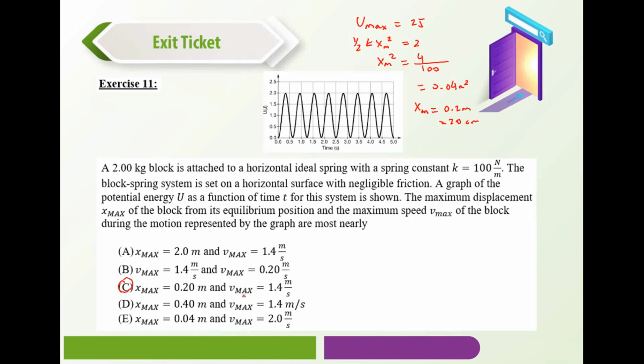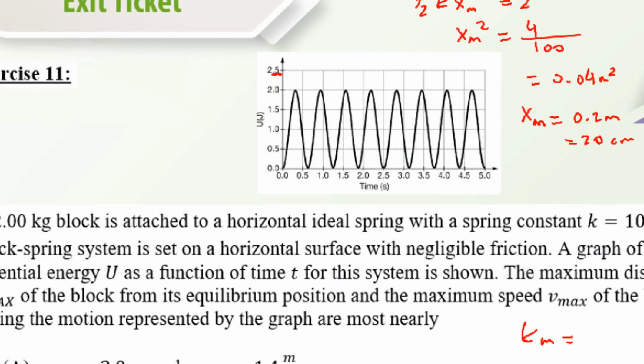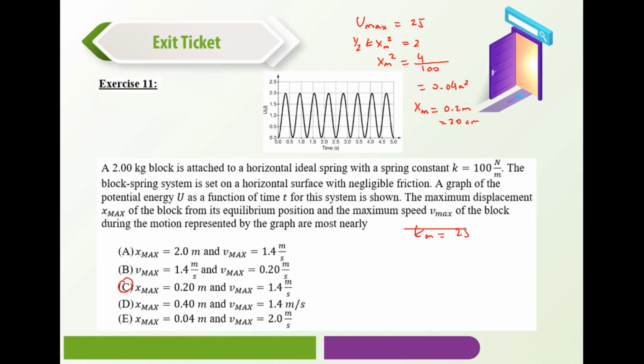But let's double check by calculating the maximum speed. The maximum speed can be determined from the maximum kinetic energy, and as we've mentioned previously, the maximum kinetic energy would be 2 in this case, and that would be given by half m v max squared equals 2. Now v max squared would be 4 divided by the mass, which is 2, so that would be basically 2. Then v max would be the square root of 2, which is almost 1.41 meters per second, and indeed the maximum speed is given by that.